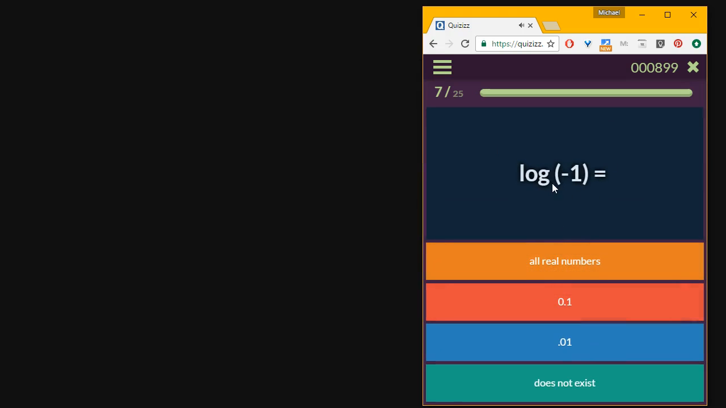Okay, when I see a log all by itself, do you know what the base is? Think to yourself, what is it? Pause the video if you must. I'm going to tell you in a second. Well, it's base 10, of course.